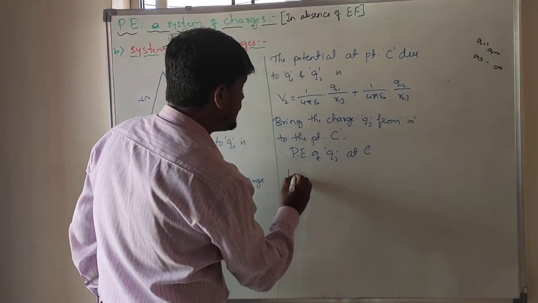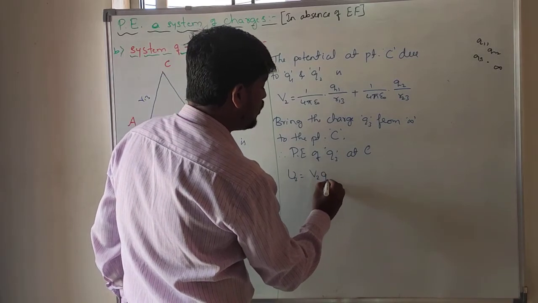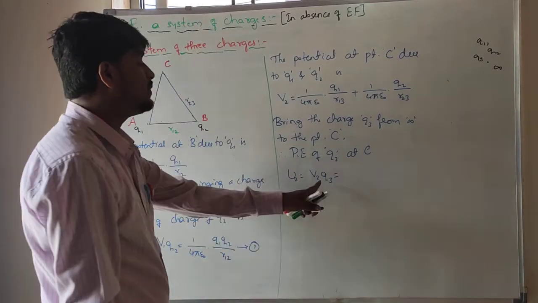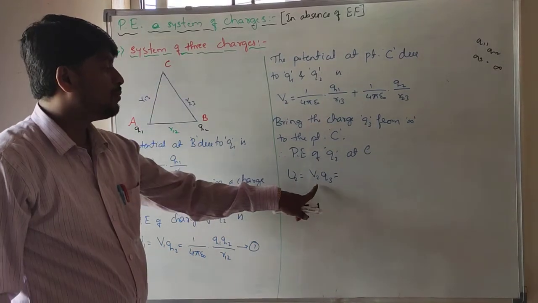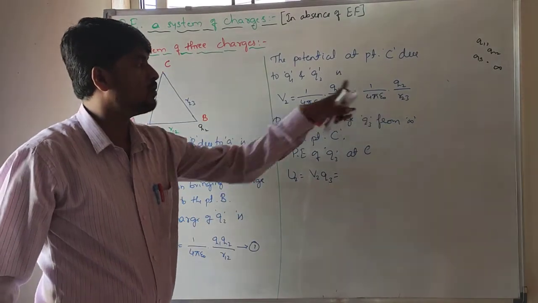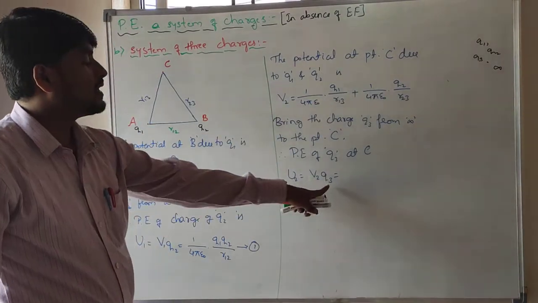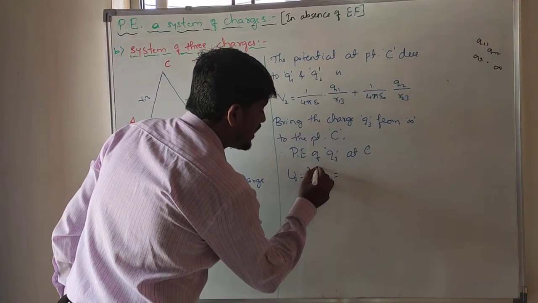So if I write this, it becomes U2 is equal to V2 into Q3. Why is it V2 into Q3? At the point C, how many potentials are there? Two potentials are there. So that is one potential, two potential, V2. Then I brought the charge Q3. Energy is stored. Please write this as a capital V.